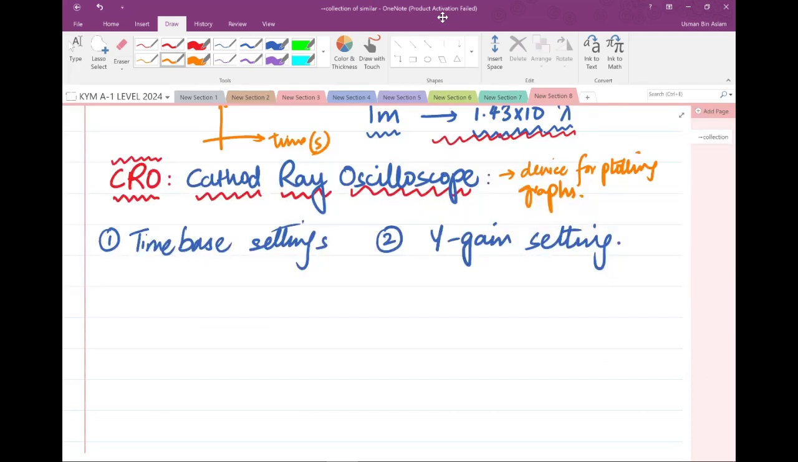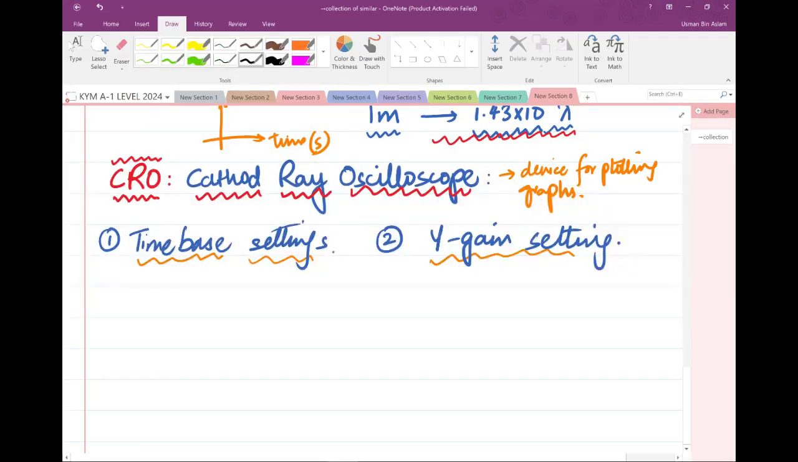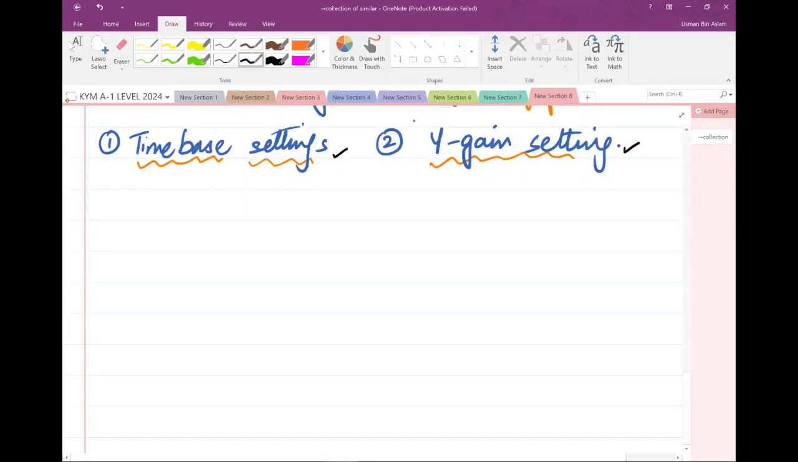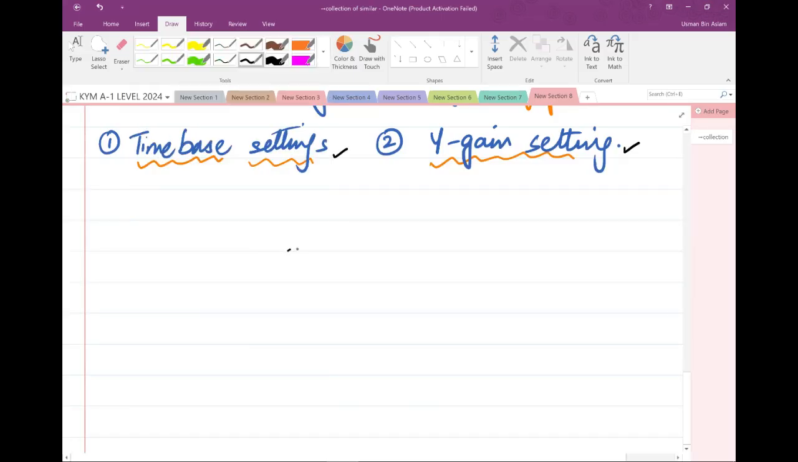In our syllabus, we only have to deal with the time-based settings and the Y gain settings. I'll give you a little insight as to how the CRO works. Keep this in mind: we don't have to know how the CRO works or what its structure is. It's not relevant in our syllabus, but to understand what the time-based setting and the Y gain setting are, you would have to understand the working of it. They will not ask you to describe it, or ask any questions on the structure, but it will be easier for you to understand these two terminologies if you understand the structure of a CRO.